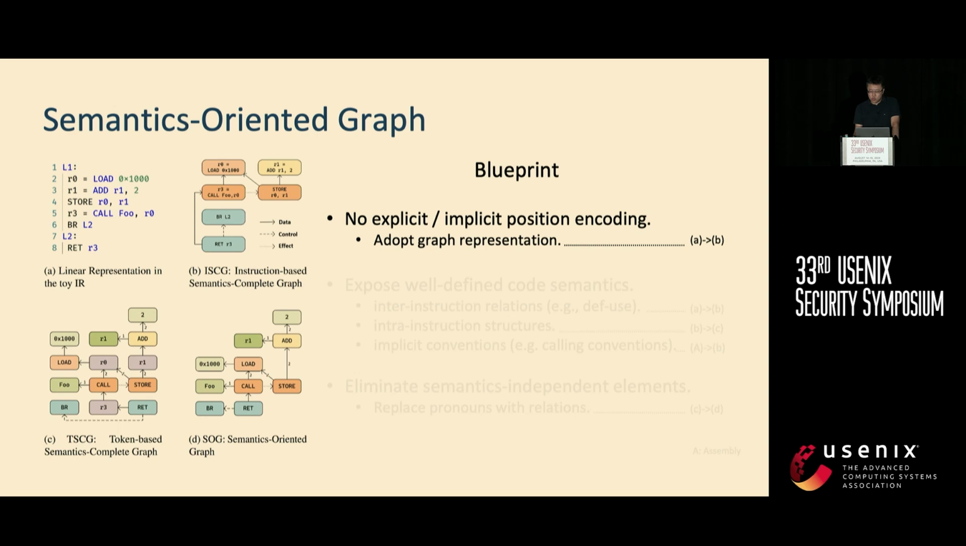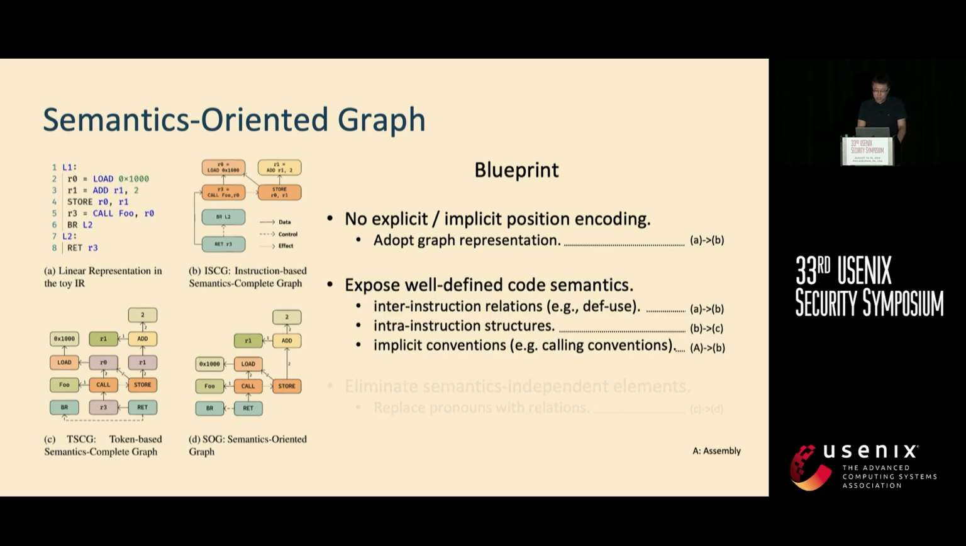First, we believe there should not be a position encoding. It is actually the semantic constraints and relations between instructions that matter, not their order. So we use a graph representation. And second, we divide the semantic structures embedded in the binary code into three categories. They are intra-instruction structures, inter-instruction relations, and implicit conventions.